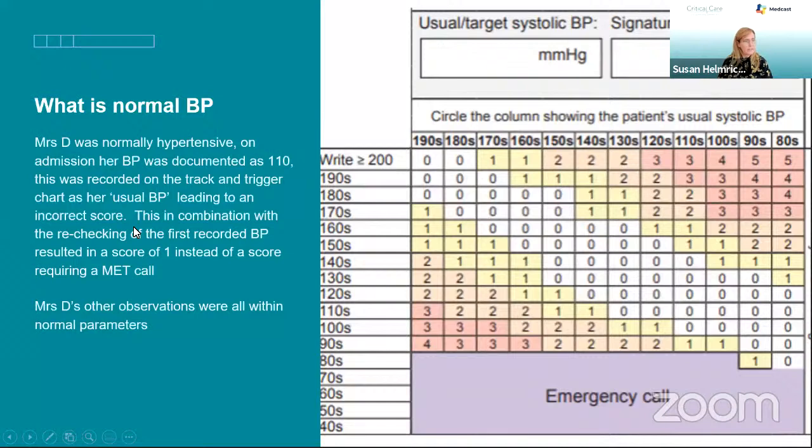For Mrs. D with her blood pressure, her usual or target blood pressure was actually documented as 110. When they did the second blood pressure check on her scoring in the 90s, she only scored a 1, whereas in reality, she had a history of hypertension. So that blood pressure of 80, and even in the 90s, should have escalated to an emergency call. This was a missed situation for Mrs. D at this point.